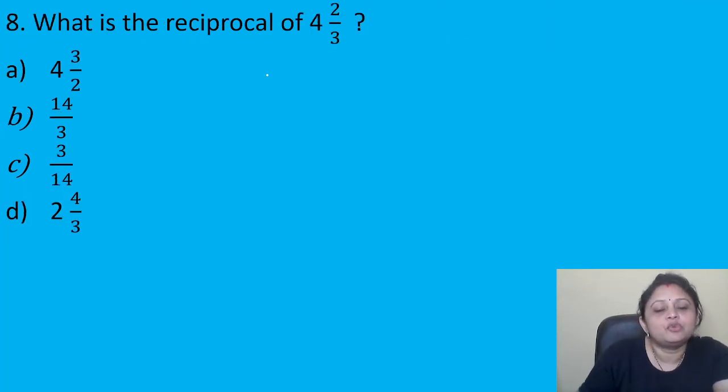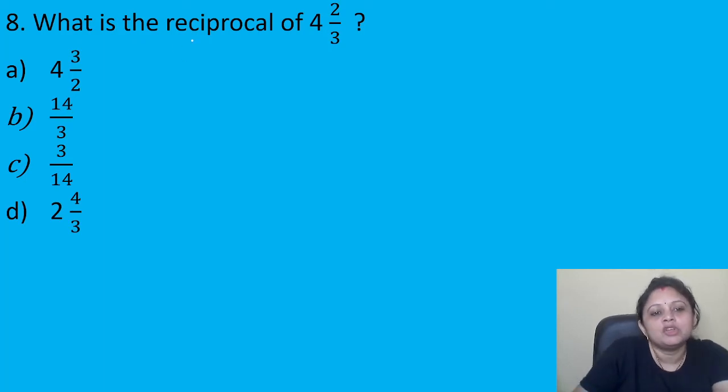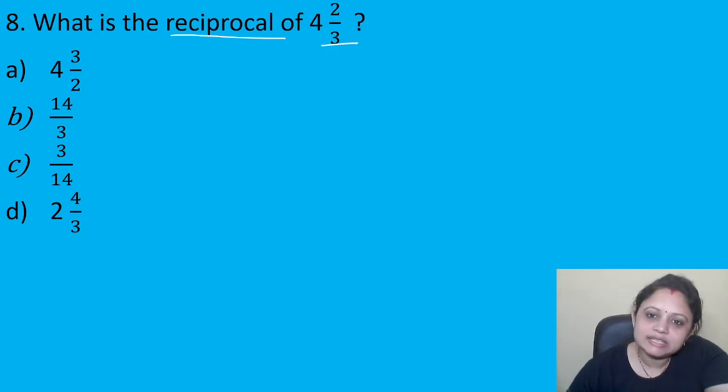What is the reciprocal of 4 whole 2 by 3? Option A 4 whole 3 by 2. Option B 14 by 3. C 3 by 14. D 2 whole 4 by 3. So we have to find the reciprocal of the number, that is 4 whole 2 by 3. You know what is reciprocal?